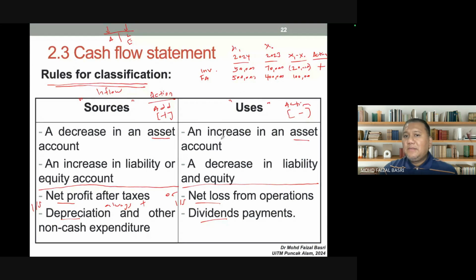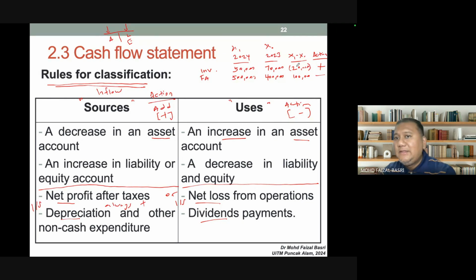So when the asset increases by 100,000, this indicates that we used our funds to buy a new asset. It should have been 400,000 in 2023, but in 2024 this asset has increased, so therefore we invested, we put out our money, 100,000 ringgit, and we put it as a minus sign, because that shows we used our cash to make an investment. Okay, so that's how we classify the treatment for the assets.